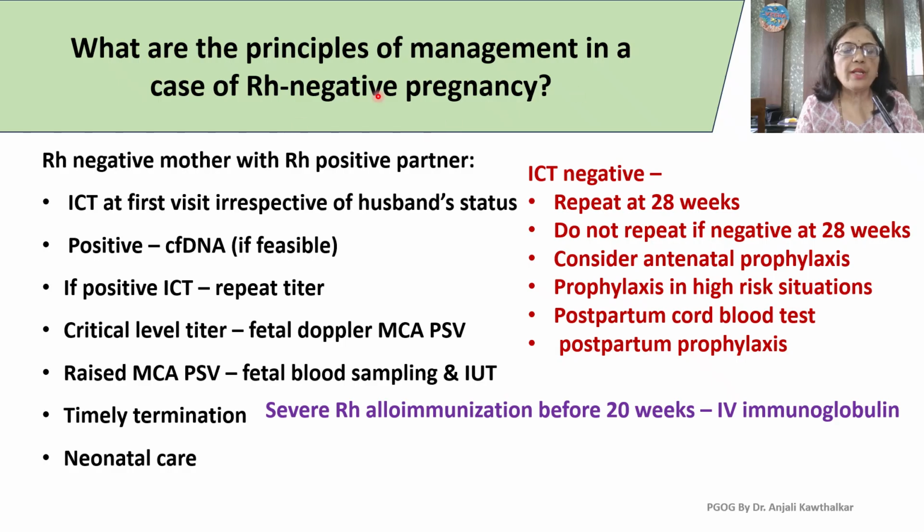What are the principles of management in the case of Rh negative pregnancy? When there is an Rh negative mother with an Rh positive partner, indirect Coombs test is to be done at the first antenatal visit, irrespective of husband's status. If indirect Coombs is positive and if it is feasible to do cell-free fetal DNA, it should be done. If positive ICT is there, then the titer needs to be repeated every 2 weeks till 28 weeks of pregnancy and weekly thereafter.